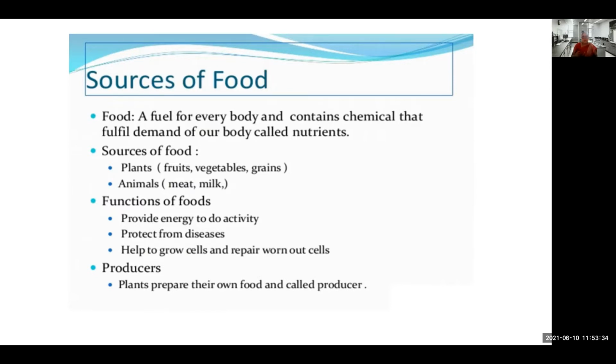Okay, so the food has nutrients. That is, the food has many substances like carbohydrates, proteins, and fats. These three are called nutrients. About these three, we will be seeing in the next lesson. In this chapter, we are going to concentrate only on sources of food. As I told you, food can be obtained from plants and animals.